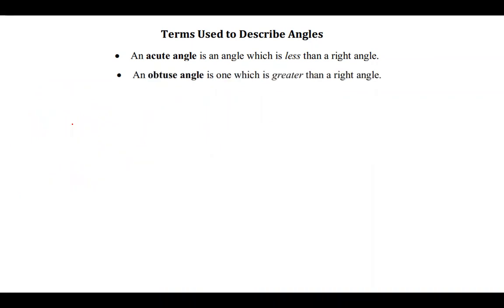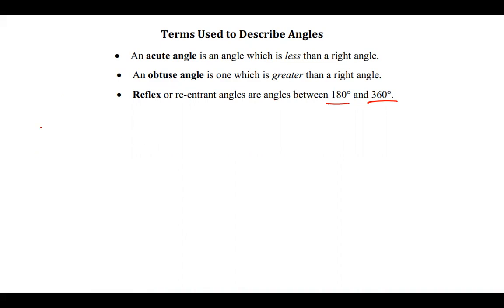So this is what I was just explaining. An obtuse angle is one which is greater than the right angle, but less than 180, of course. But there are also what we call reflex angles. Reflex angles are the angles that range between 180 and 360. So any angle between 180 degrees and 360 degrees is called a reflex angle.